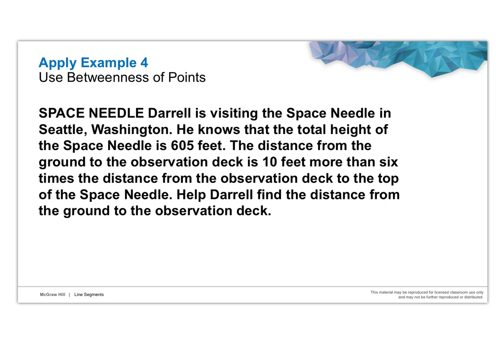Now we're going to talk about some examples of application of this concept of betweenness. We're using the idea of the Seattle Space Needle. Daryl is visiting the Space Needle in Seattle, Washington. He knows the total height of the Space Needle is 605 feet. He knows the distance from the ground to the observation deck is 10 feet more than 6 times the distance from the observation deck to the top of the Space Needle. Help Daryl find the distance from the ground to the observation deck. So, 10 feet more than 6 times the distance, but the distance that he doesn't know is our unknown.